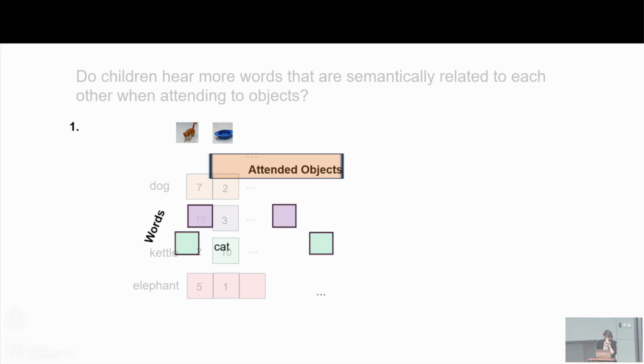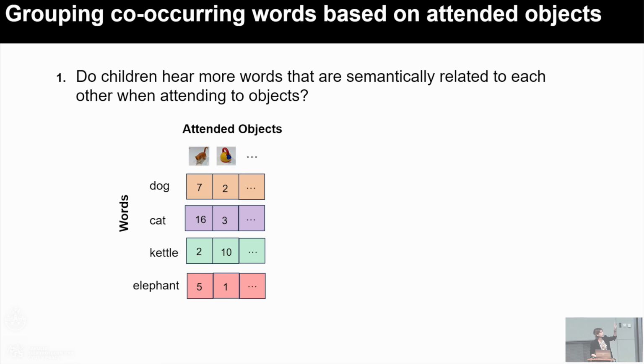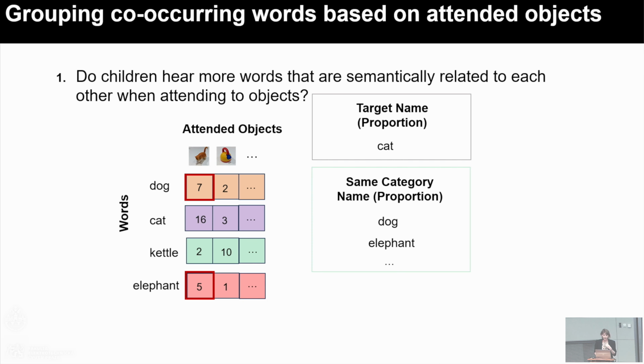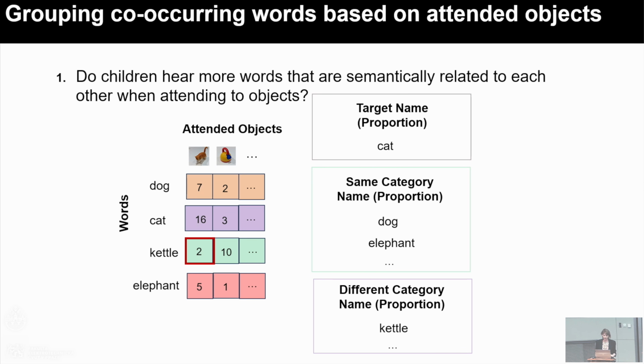Again, our first question was whether children hear more words that are semantically related to one another when they're attending to a given object across multiple instances in that play session. So here we calculated, so these cells right here just indicate how frequently a child heard a word when attending, for instance, to the cat. And we identified the proportion of time they heard the name for that object, the number of times they heard a word from the same taxonomic category, and the number of words they heard from a different category.